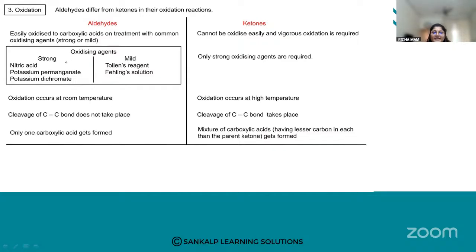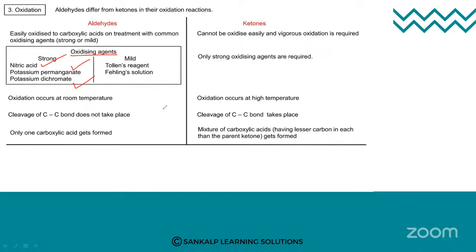Aldehydes can be easily oxidized to carboxylic acids. Which are the good oxidizing agents? There are strong oxidizing agents and weak oxidizing agents. Strong oxidizing agents are nitric acid, potassium permanganate, and potassium dichromate. The mild oxidizing agents are Tollens' reagent and Fehling's solution.